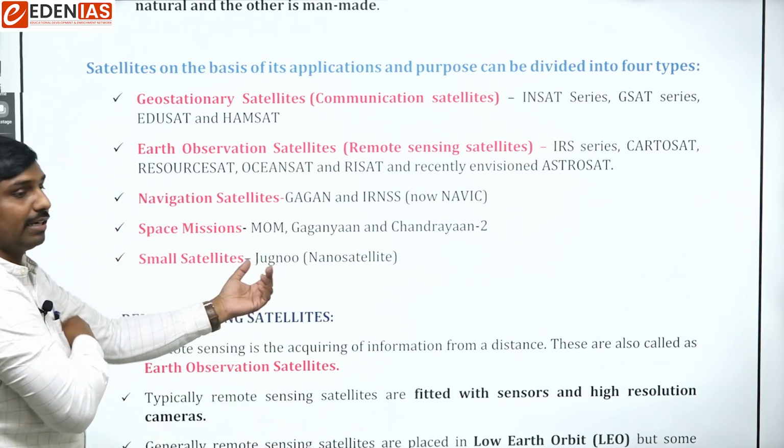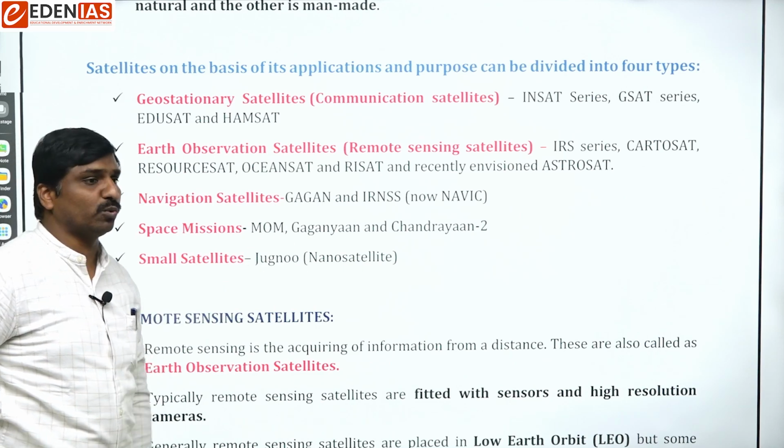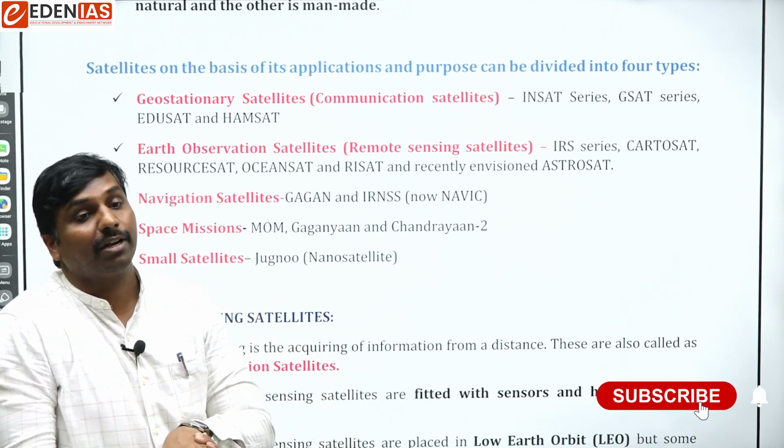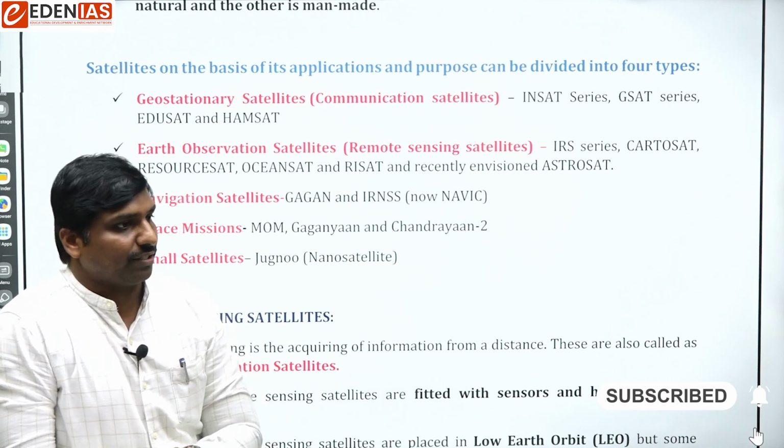And there can be some small satellites like Juno. Juno is a nano satellite. Okay, so there are different types of satellites based upon their applications.